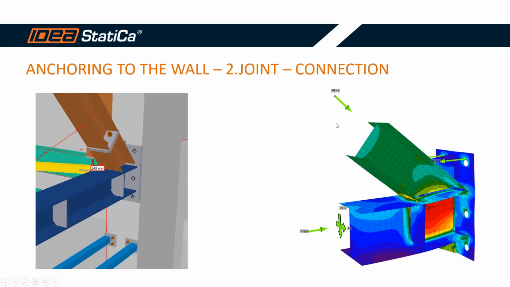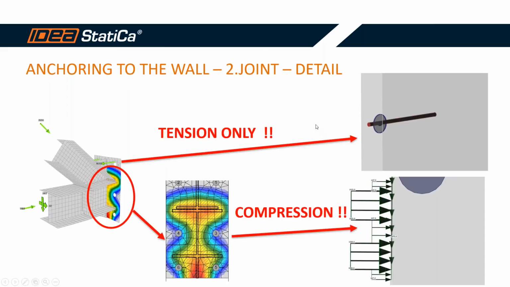So how to resolve it in application detail, or how to model it? For tensile forces, we can use the hanging load, as I mentioned for the previous anchors or for the previous joint. But how can we resolve the compression? From the connection analysis, you can see this is the distribution of the compression stress in the concrete under this part of the connection.